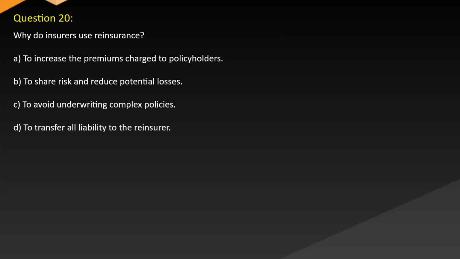Question 20. Why do insurers use reinsurance? A. To increase the premiums charged to policyholders. B. To share risk and reduce potential losses. C. To avoid underwriting complex policies. D. To transfer all liability to the reinsurer.